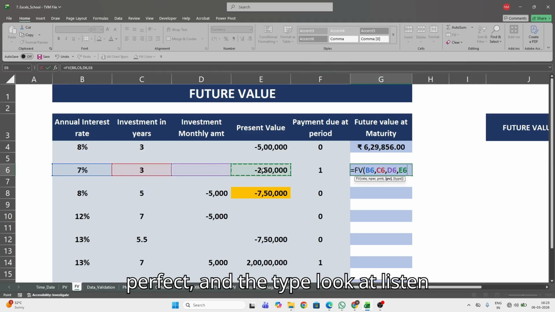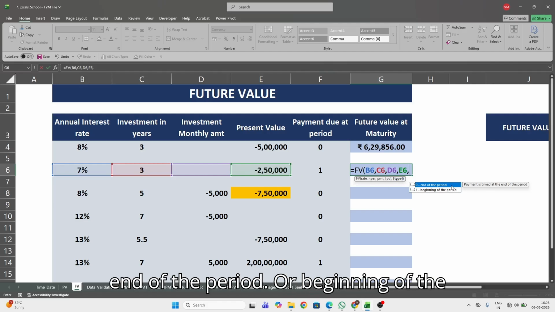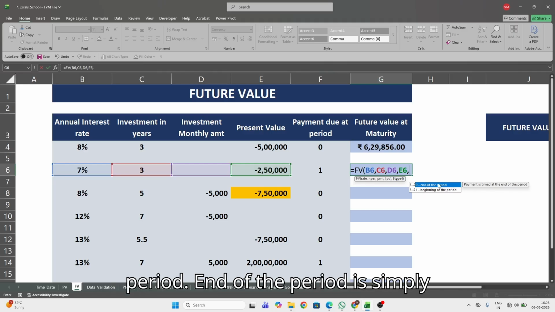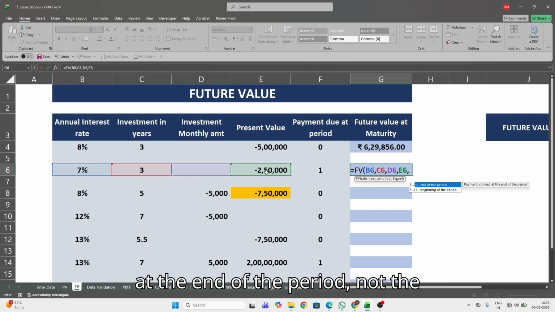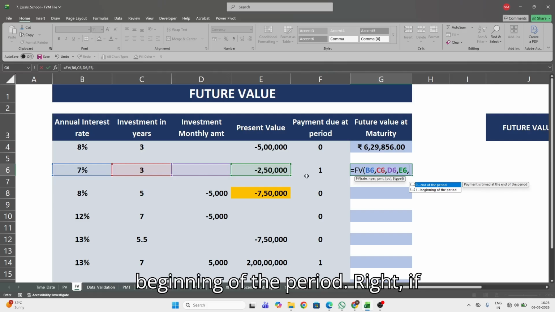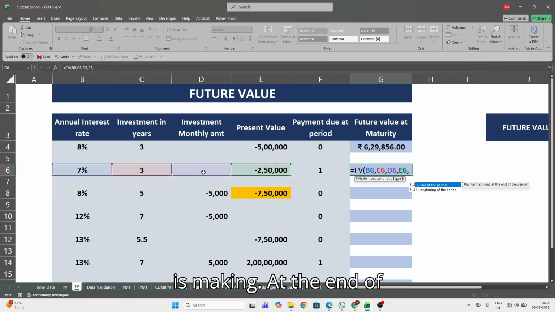This is absolutely perfect, comma, and the type. Listen to me very carefully, the type is end of the period or beginning of the period. End of the period simply means payment is timed at the end of the period. That means the investment is made at the end of the period, not the beginning of the period, right? If I am investing 5,000 every month, the payment is made at the end of the period.